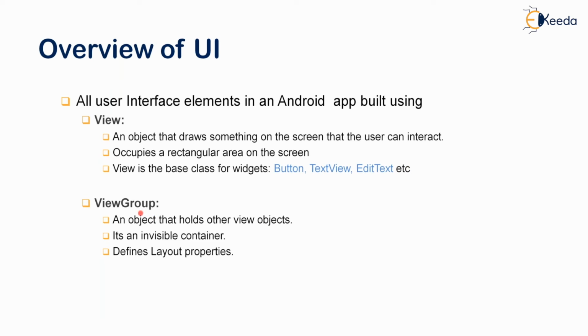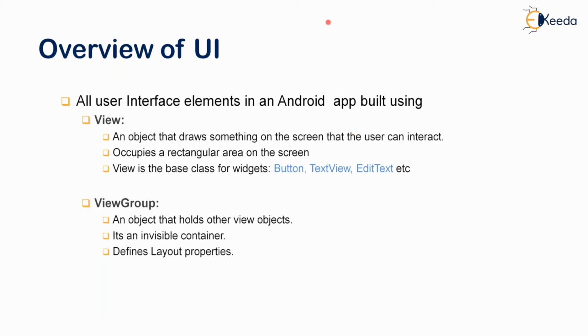The basic views available in any language, or in Android, are text views, buttons, edit text, etc. And the view group is an object which is a combination of views. An object that holds other view objects is a view group. An individual one is called a view, the grouping is called a view group, which is an invisible container where we will define our layout properties. In the next session, we'll discuss the layouts in detail.